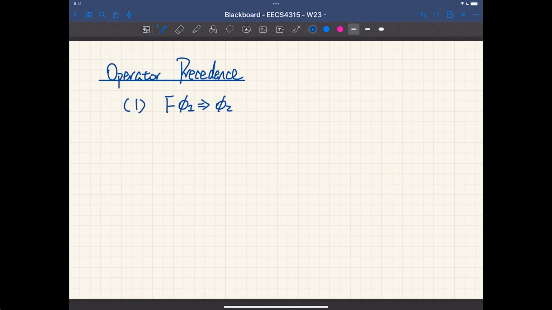I can tell you there are two possible ways. Either it's F applied to (phi 1 implies phi 2), I'll call that A here. Or it could be (F of phi 1) itself implies phi 2. Yes? You may guess. Yeah, of course. That's something I wanted you to guess.